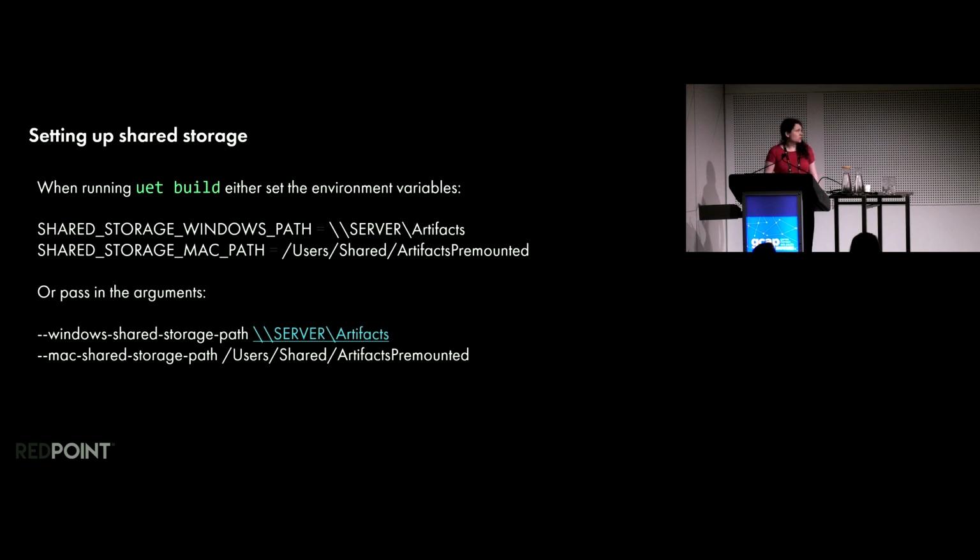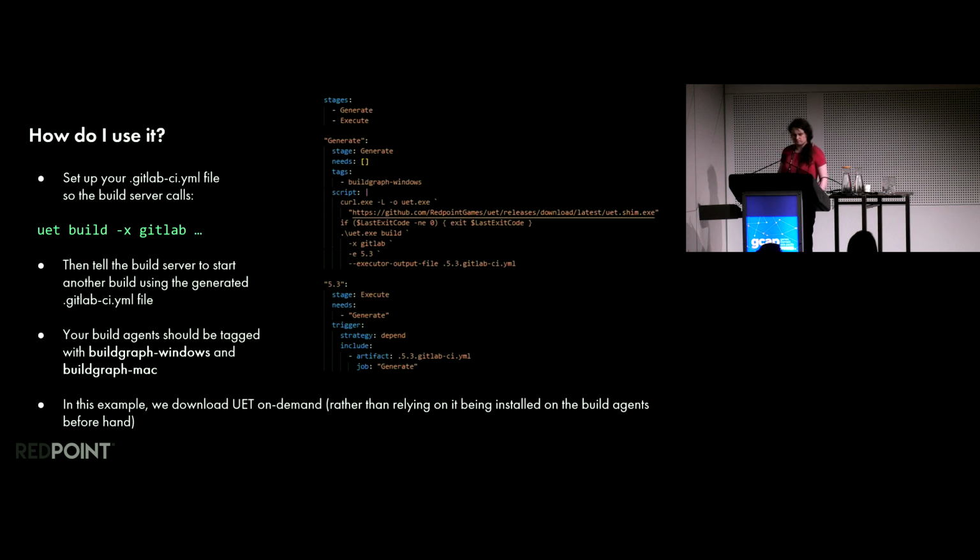All you have to do is set the environment variables, shared storage Windows path or shared storage Mac path, to how these paths can be accessed on each build server. You can set those environment variables globally on GitLab so that you don't have to pass it into each build. Or if you really want to, you could pass it in on the command line. That's an option as well.